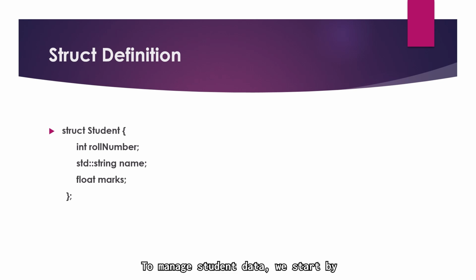To manage student data, we'll start by creating a simple struct. This student struct contains 3 fields: an integer for roll number, a string for the student's name, and a float for marks. Structs allow us to treat related data as a single unit. Once defined, we can create a vector of student objects to store our database. This approach makes our code more scalable and easy to understand, as each element in a vector represents one student with all their associated information.